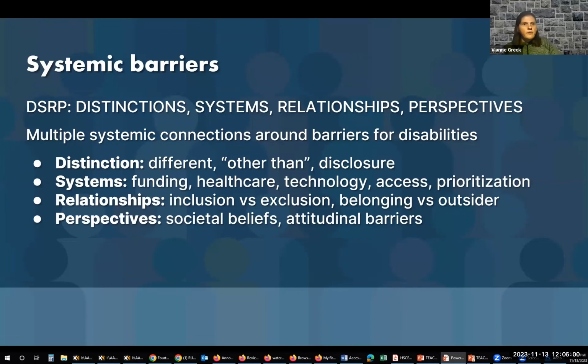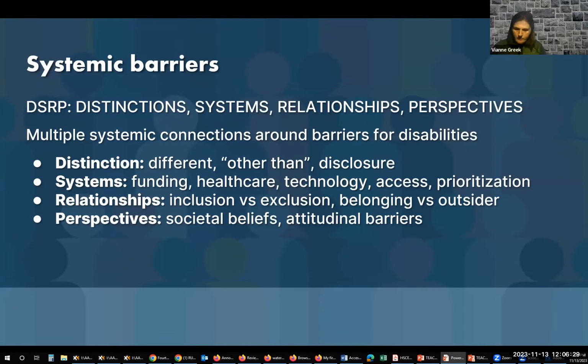Talks about the DSRP way of defining systems issues, and they talk about distinctions, systems, relationships, and perspectives. So the distinction, we'll start with that, is anything that's different, they're other than. In fact, we make them fill in a form that proves to us that they are other than. So talk about a cool little system that makes you separate yourselves from others.